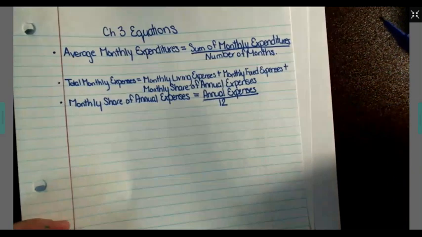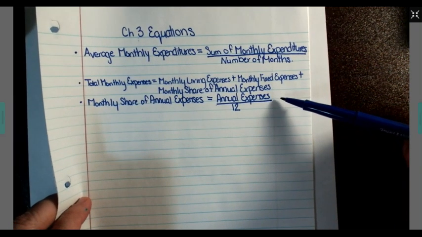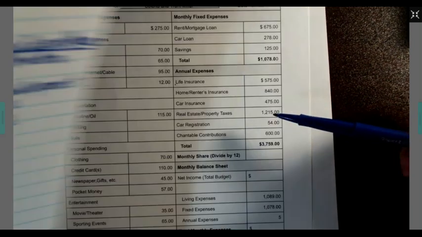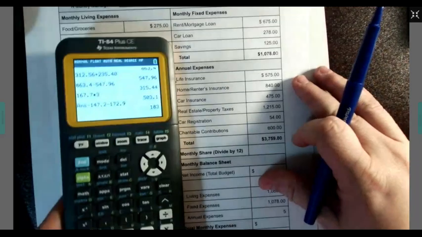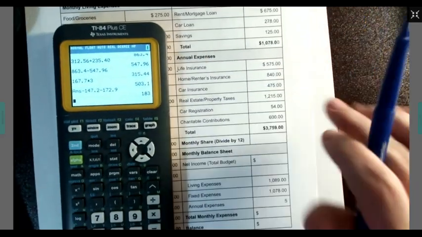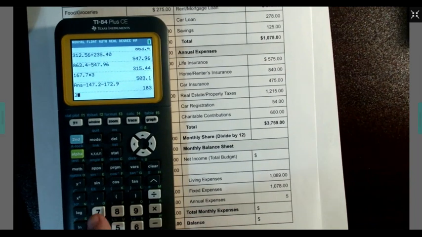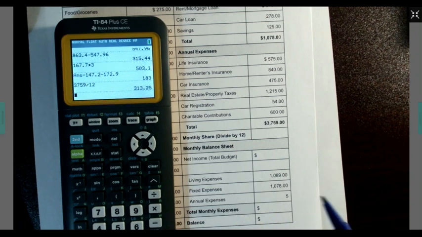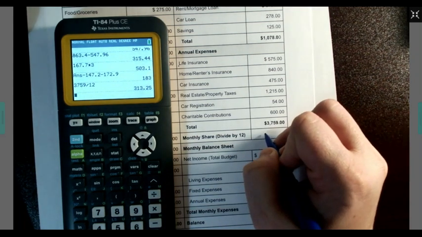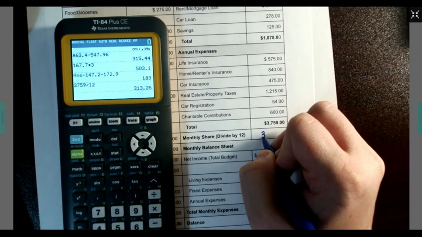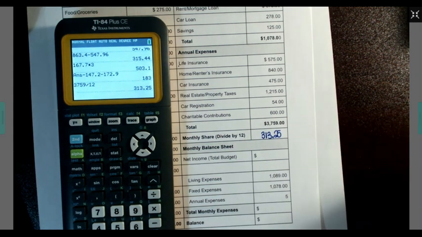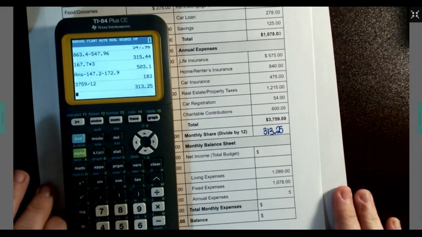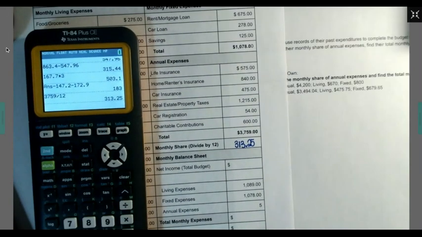It asks us to first calculate their monthly share. Now, to calculate their monthly share, we're going to take their annual expenses and divide by 12. Well, they've already done the hard part for us. They found the total of the annual expenses. So we're going to take the 3,759 and divide by 12 months for the year. So their monthly share is going to be $313.25.